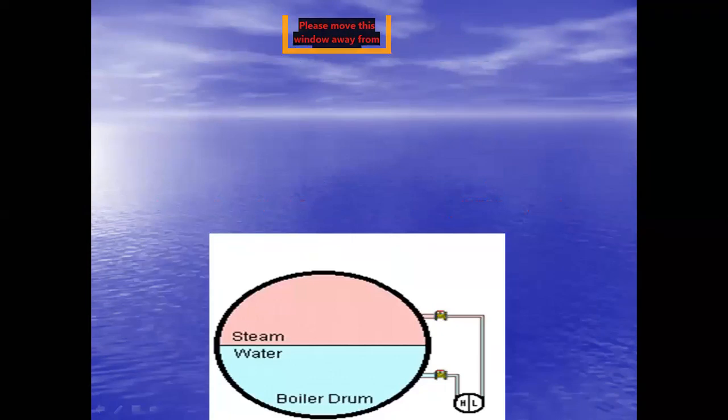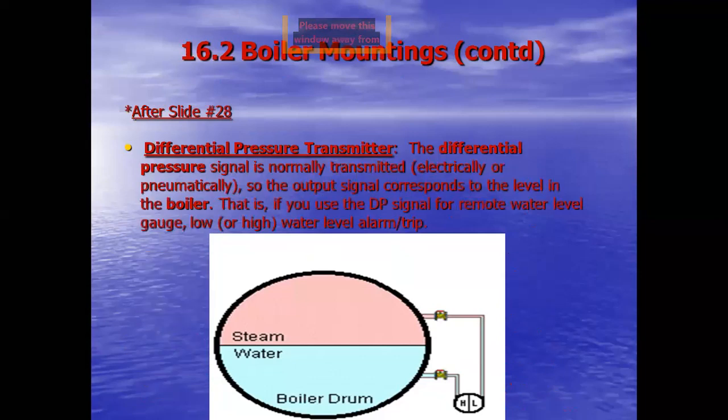And then you have the differential pressure switches. What do you require a differential pressure transmitter for? So this is your differential pressure transmitter. This side is the high pressure. This side is the low pressure. Why is this side the low pressure? Because this is from the steam.